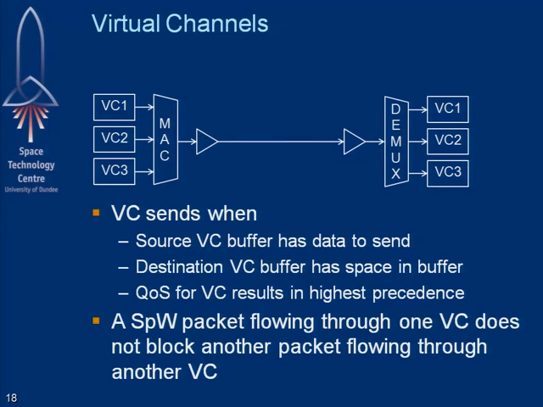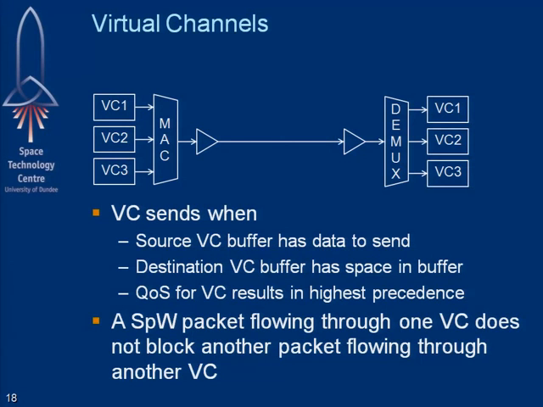So the information for virtual channel 1 being sent at this end gets placed in virtual channel 1 buffer at the far end. So a virtual channel can send when a source virtual channel buffer has got some data to send. Okay, there's no point in sending something if you've got nothing to send. And also, the destination buffer has to have room for that piece of information to be sent.